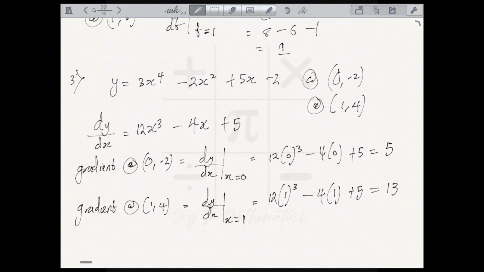So the whole essence of evaluating gradient can be done by first evaluating dy/dx and then making substitution at that value of x.